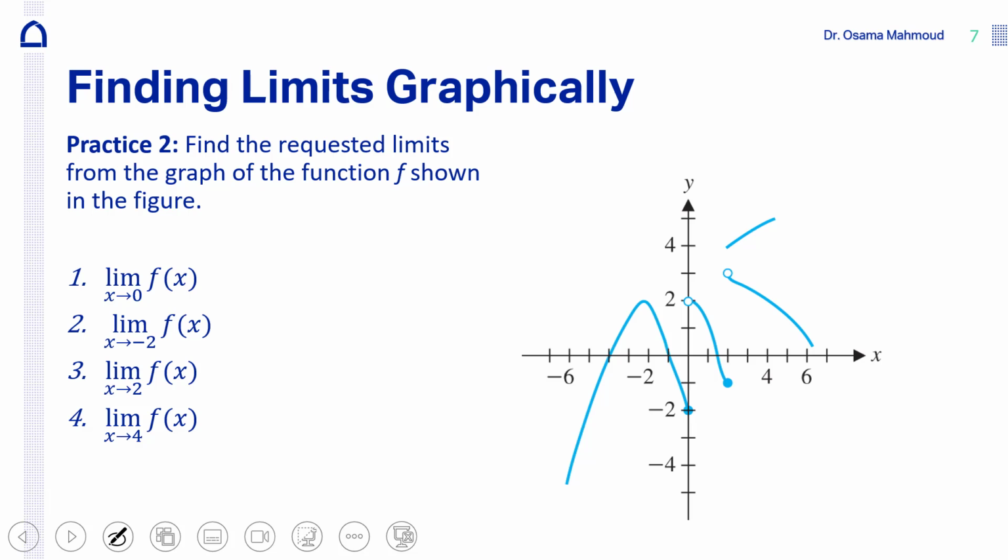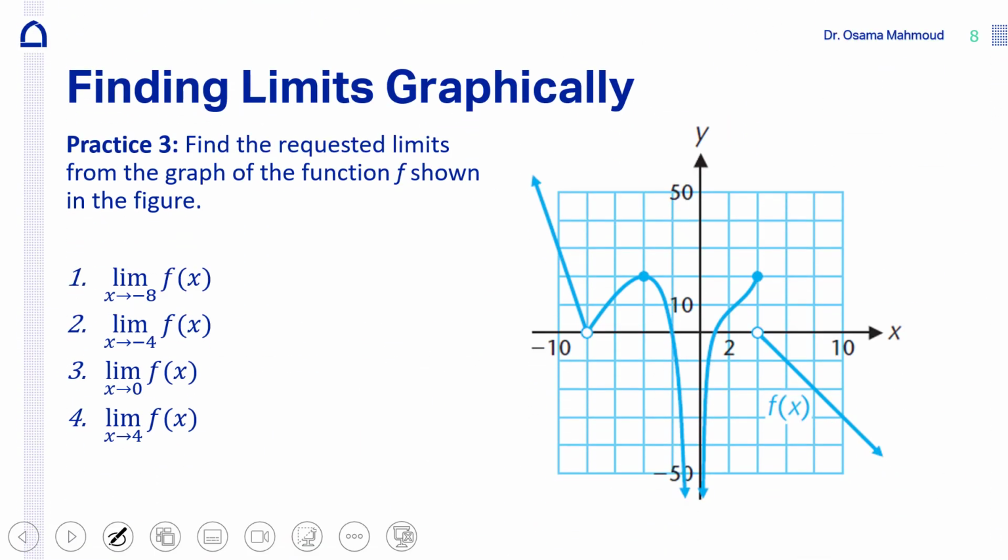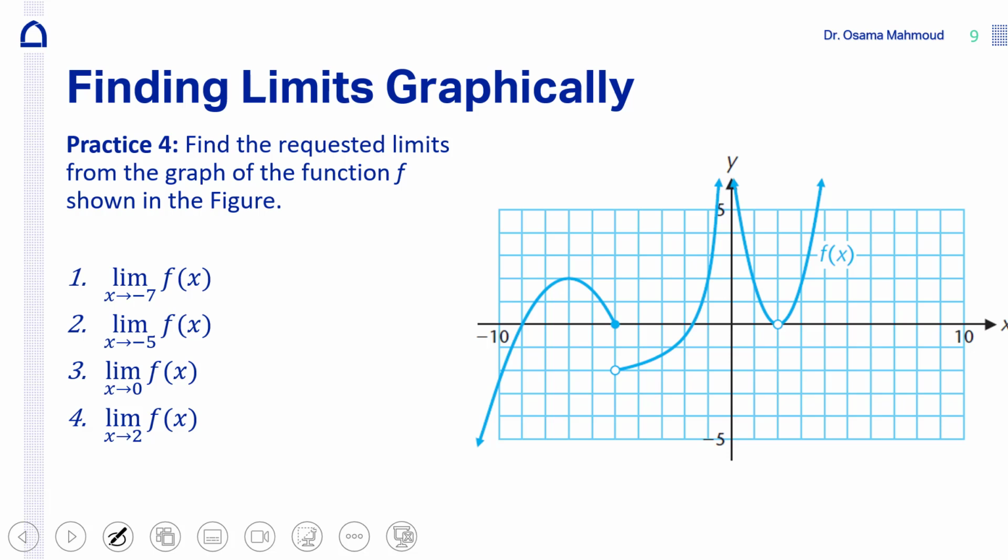Okay, I will leave this one for you. Can you do it? Yes, you can check this one yourself. Be careful. When you have this arrow, it means you are going up. The far up is positive infinity, and the far down here is negative infinity. Okay? Go and do it.